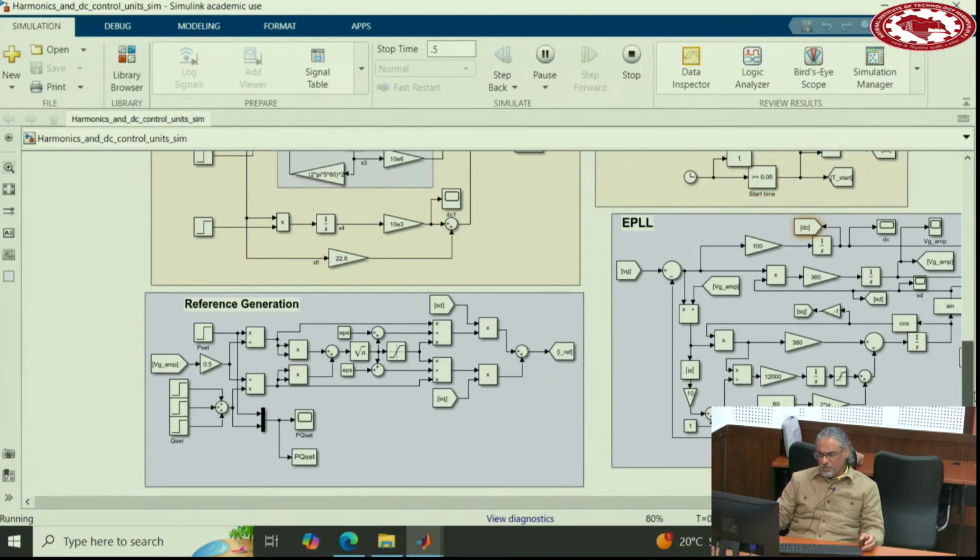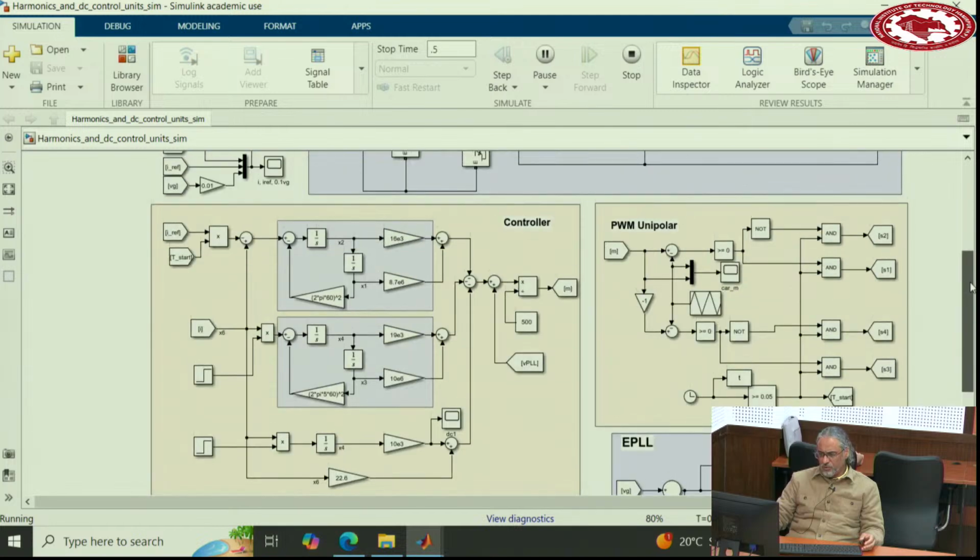Okay, the structure is the same except in the controller. You have one block now for the harmonic 5 and one block for the DC. Everything else is the same.